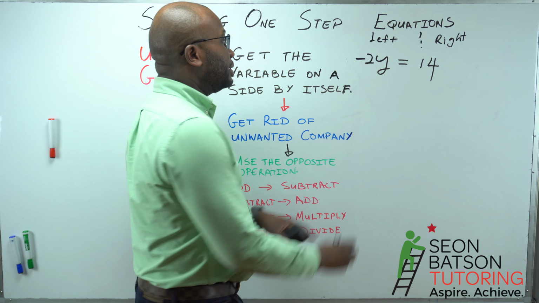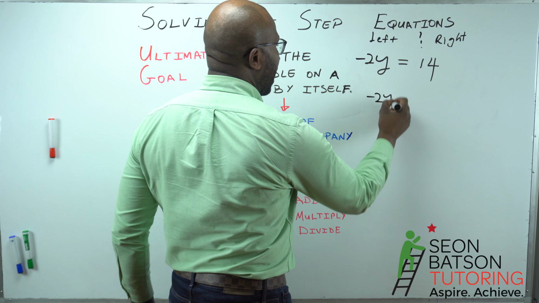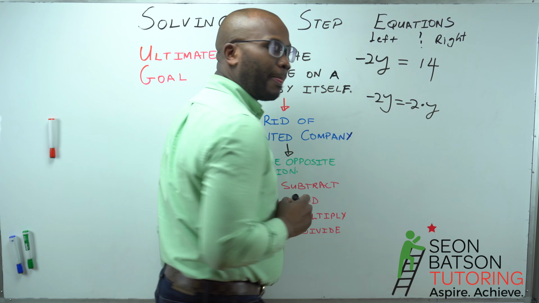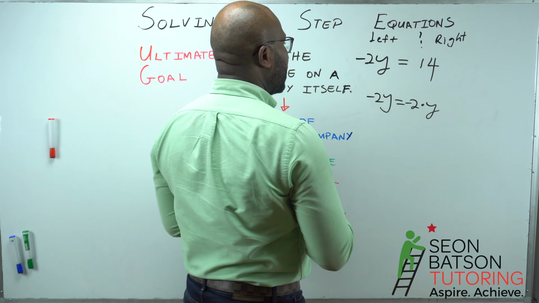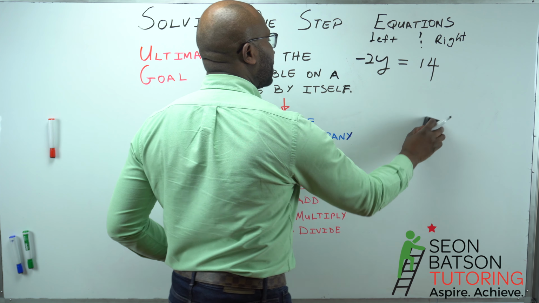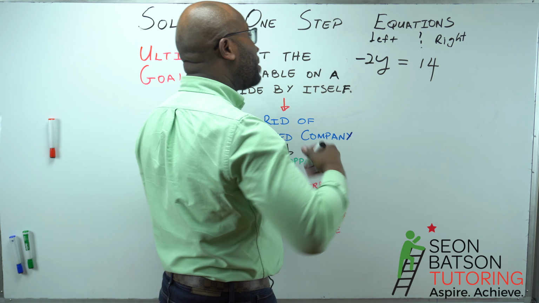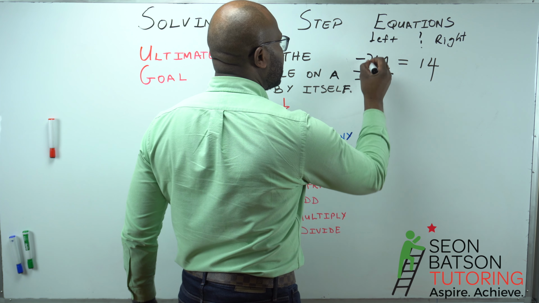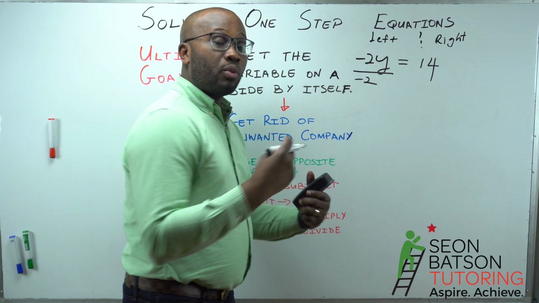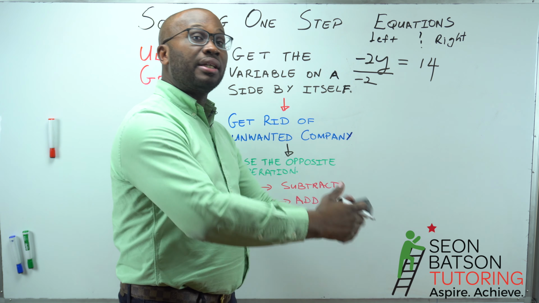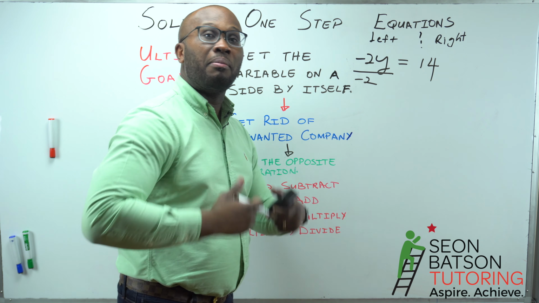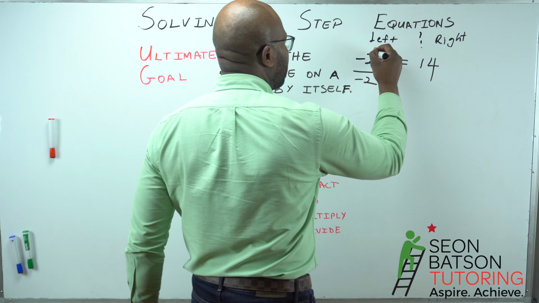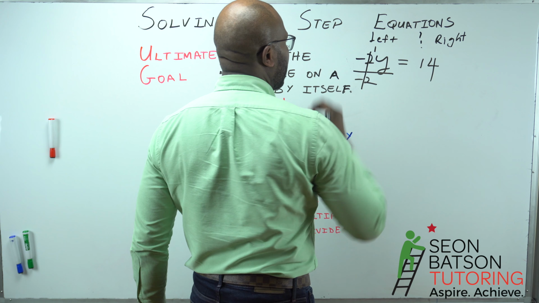Well, remember that -2y is the same as -2 times y. So the -2 is multiplying the y. So since the -2 is multiplying the y, I will have to divide by -2 to get rid of this -2. Why? Because the opposite of multiplying is to divide. Now, -2 divided by -2 gives me +1.